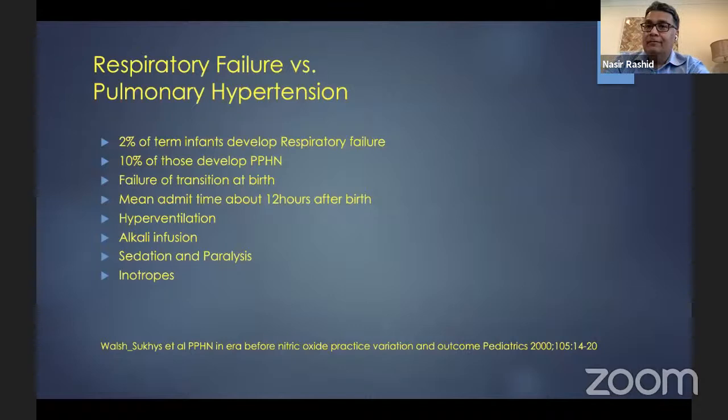At that time, again 20 years ago, the treatment protocol was hyperventilation, alkali infusion, sedation and paralysis, and inotropic support. I think the first study of nitric oxide was published in 1997, and it was still in the adaptive stage when this study came out. So as I mentioned, these four ways of managing PPHN were the prevalent mode of treatment. Next slide.